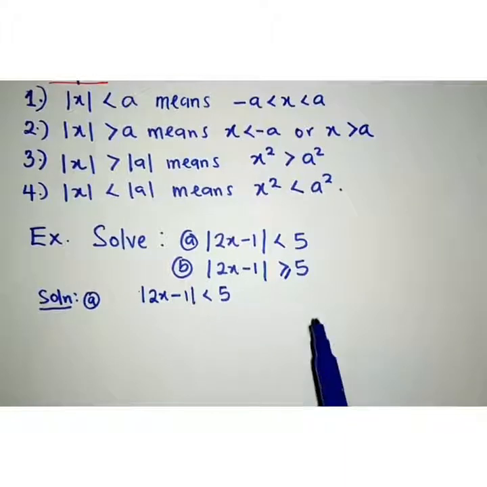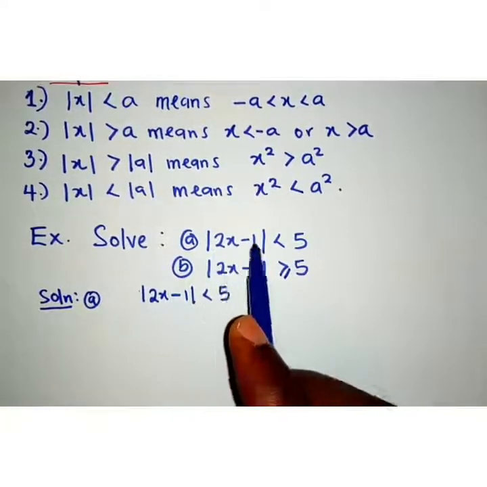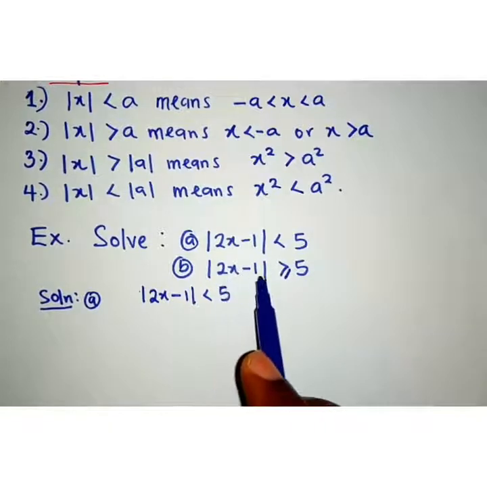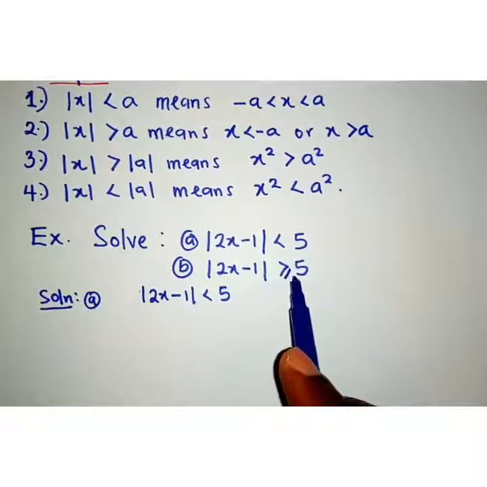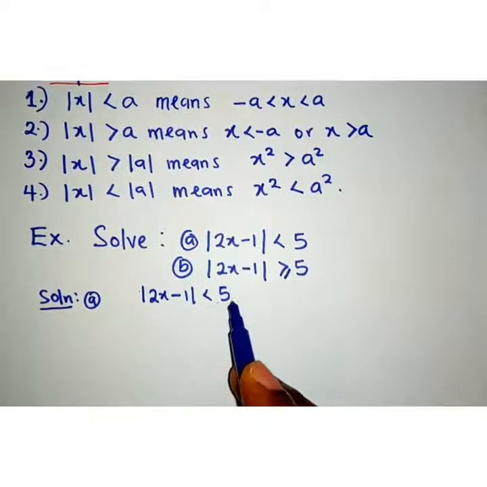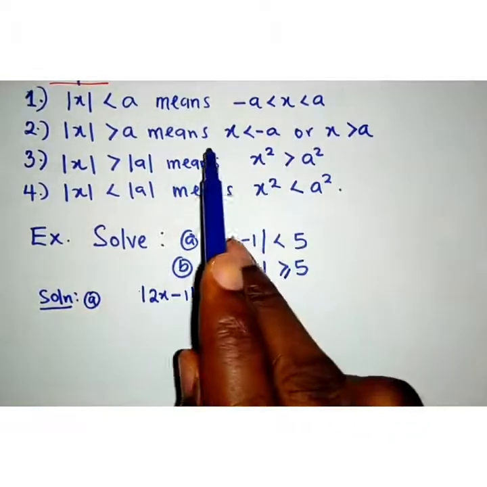Now let's see some examples. Solve: a, the absolute value of 2x minus 1 is less than 5; and b, the absolute value of 2x minus 1 is greater than or equal to 5. So let's see how to do that. The first one, absolute value of 2x minus 1 less than 5. So we apply property 1.